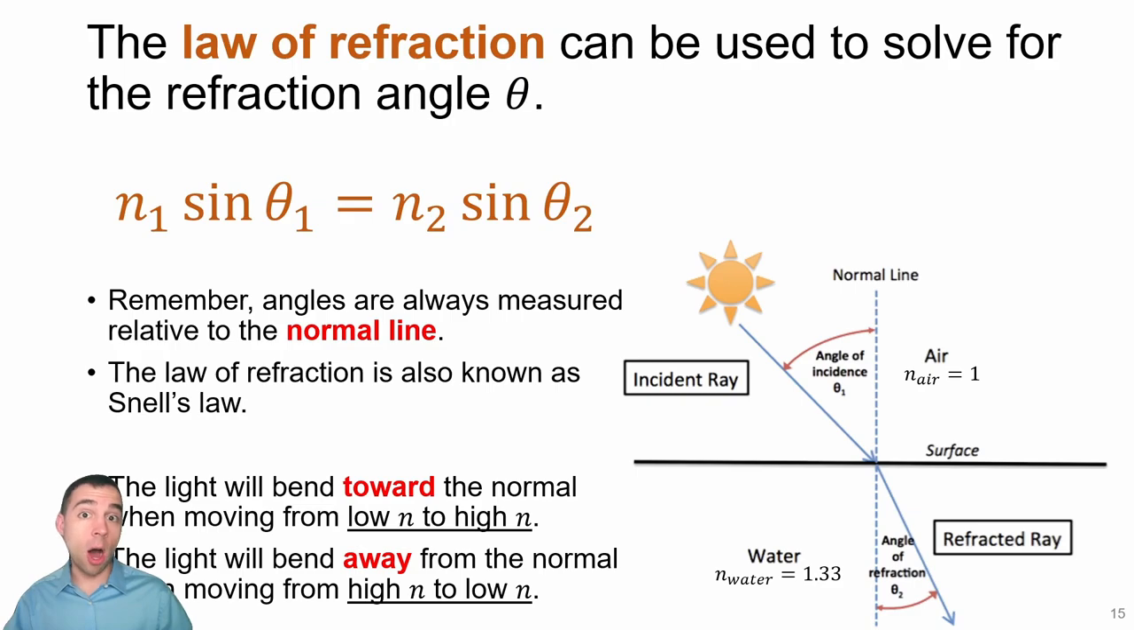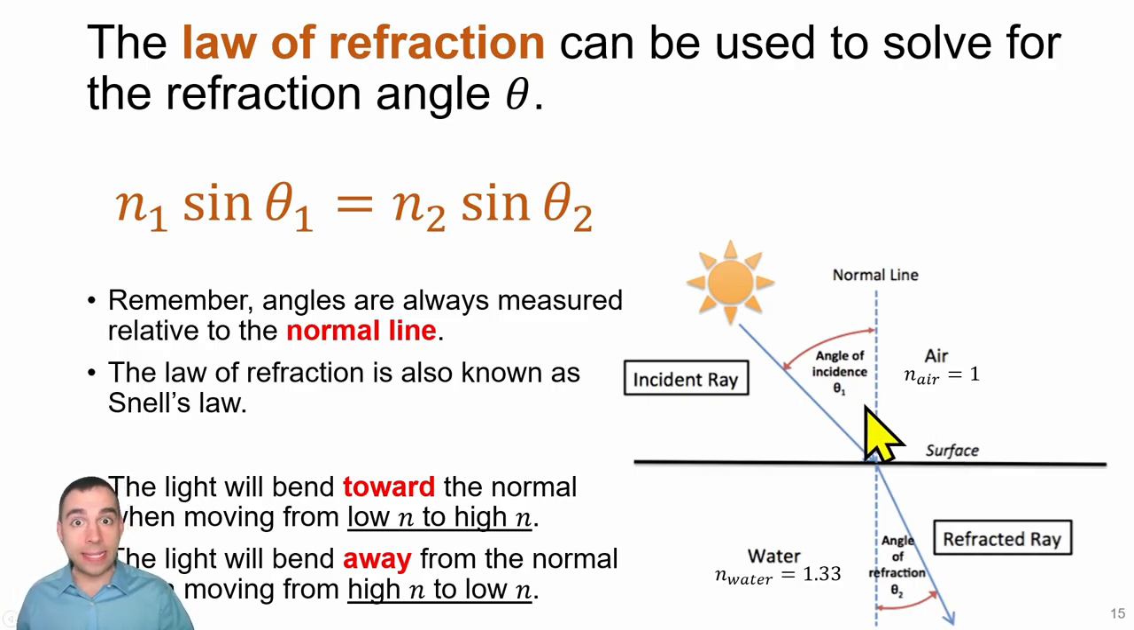We can use the law of refraction to determine how much a light ray will bend when it travels from one medium to another. The law of refraction is also known as Snell's law, and it says n1 sine theta 1 equals n2 sine theta 2. This refraction diagram can help you keep track of some of these variables. n1 is the index of refraction of the medium through which the incident ray is traveling. n2 is the index of refraction through which the refracted ray will enter.